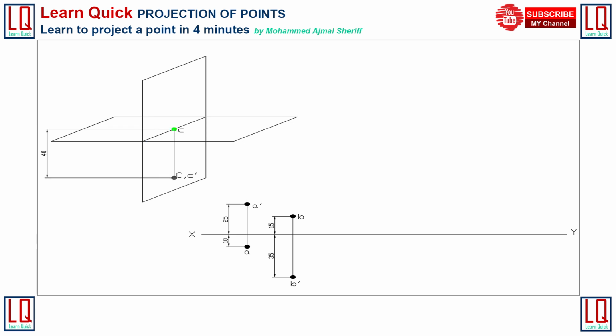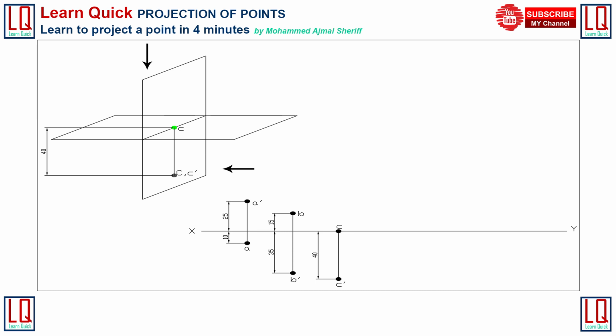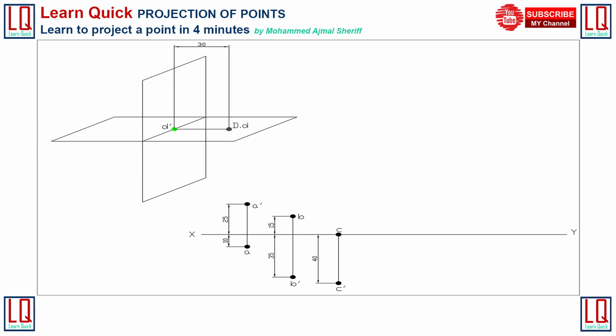Point C is 40 mm below HP and it lies in vertical plane. When point C is viewed from front view, the projection is obtained below XY line at a distance of 40 mm. Since point C lies in vertical plane itself, when we view from top view, we obtain the top view in XY line.